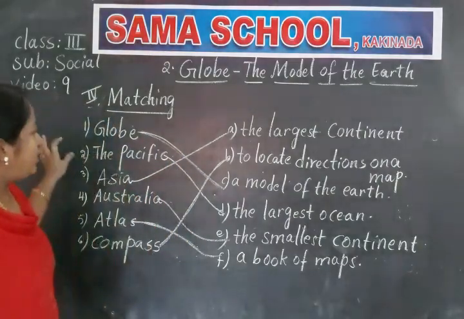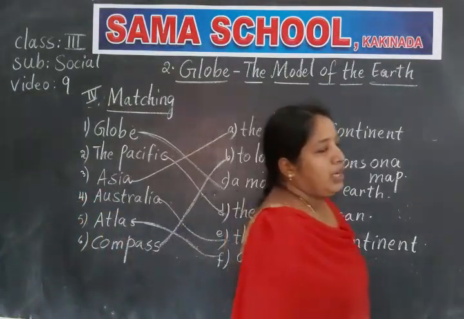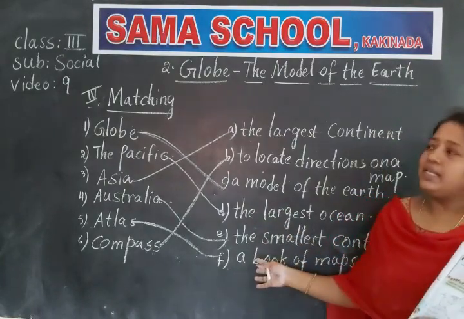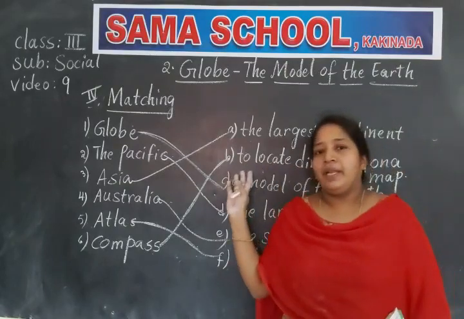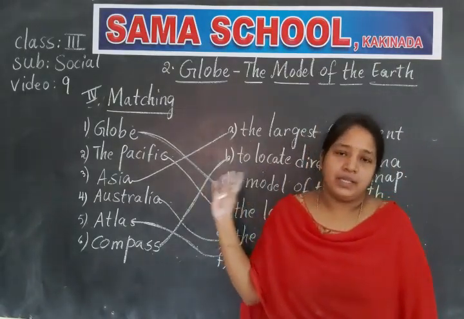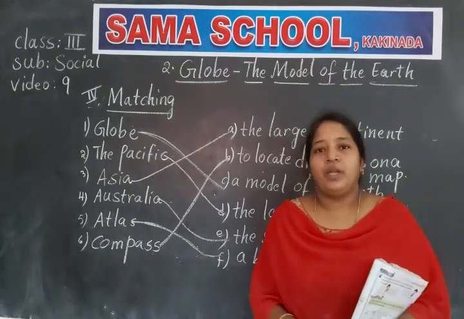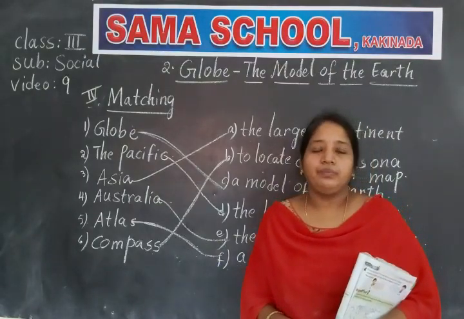Okay children, so this is the matching in this lesson. Now tell me, what are the two Romans you have learned in this video? One is matching, the other one is filling the blanks. So we completed 4 Romans from this lesson. Still one more Roman is there, question and answers. We will discuss it in the next video. Okay, clear children? Thank you.